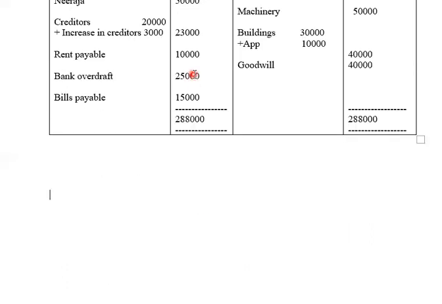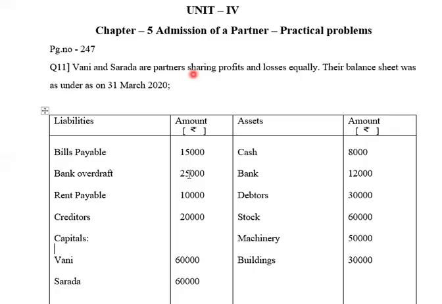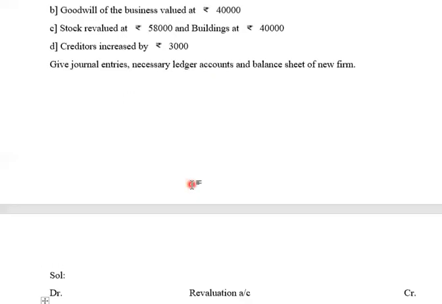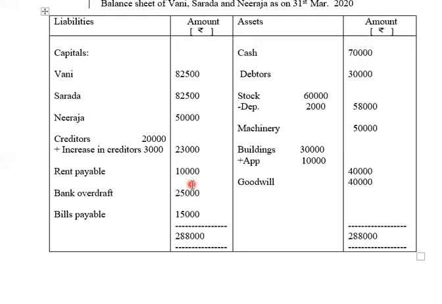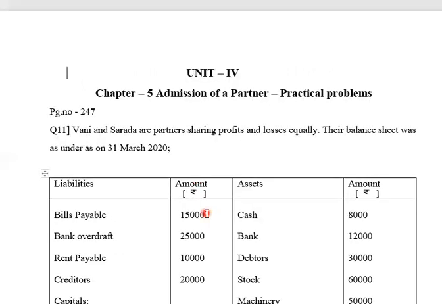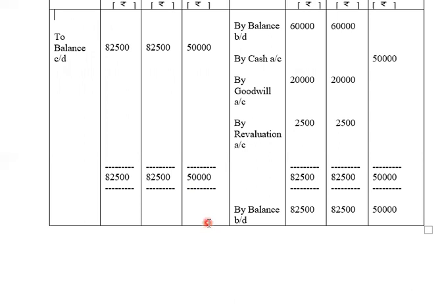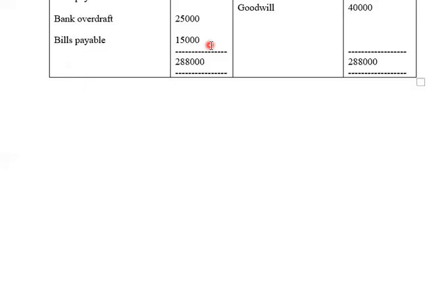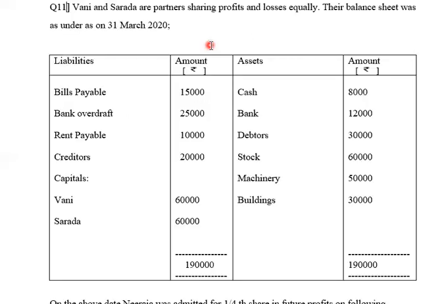फिर rent payable के बाद अपने को और क्या है? बैंक ओवरड्राफ्ट 25,000. इस पे भी कुछ एडजस्टमेंट नहीं था तो जैसा है वैसा बताएंगे. नई बैलेंस शीट में लायबिलिटीज बैंक ओवरड्राफ्ट 25,000. फिर इसके बाद क्या है? बिल्स पेएबल 15,000. इस पे भी कुछ एडजस्टमेंट नहीं था तो जैसा है वैसा बताएंगे. बिल्स पेएबल 15,000. So now we have completed all the items which are given on liability side of the question. Now let us have a look of the items which are given on asset side.